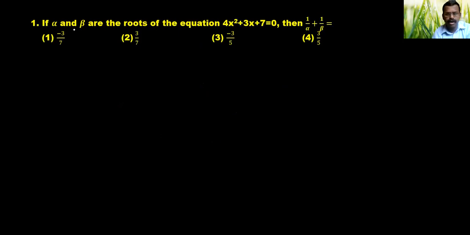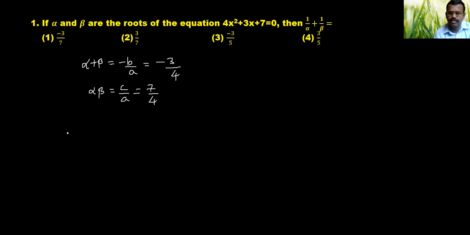The first problem is: if alpha and beta are the roots of the equation 4x square plus 3x plus 7 equal to 0, then 1 by alpha plus 1 by beta equal to. When alpha and beta are the roots of the equation, first we have to write the sum of the roots. Sum of the roots is alpha plus beta equal to minus b by a. This is the shortcut. Here b is 3 and a is 4, so minus 3 by 4. And the product of the roots is c by a. Here c, the constant, is 7 and a is 4, so 7 by 4.